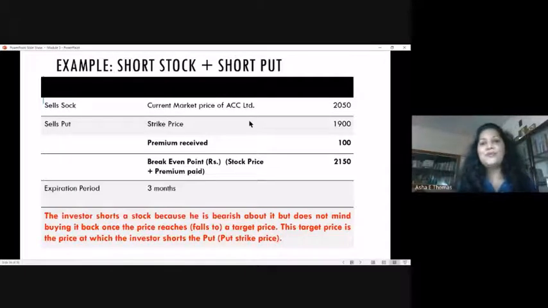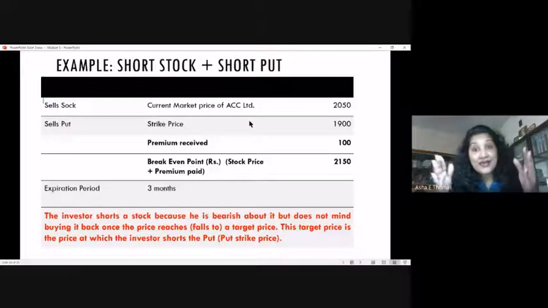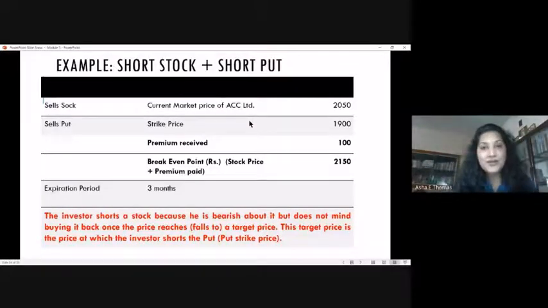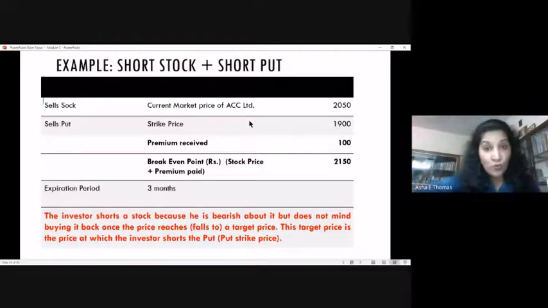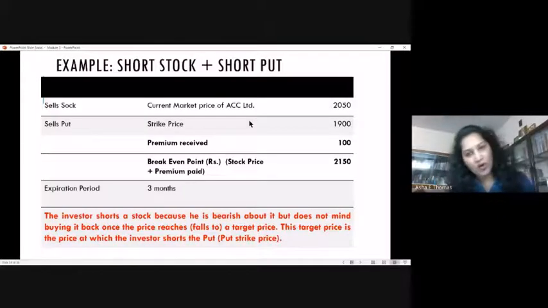So what you have to remember is the person who is selling the right has carefully planned and kept a strike price at which he is ready to buy that asset. Because he knew that the market is temporarily bearish, but in future this asset is going to perform well. Maybe it is Nifty, or maybe the share of ACC is expected to go up. So for a temporary profit, he has entered into this position. That is short stock, short put.